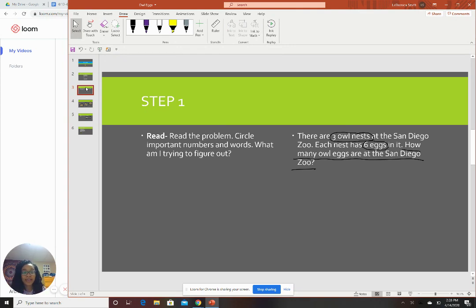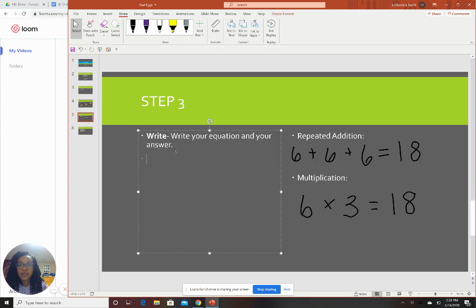How many owl eggs are at the San Diego Zoo? So we can say there are 18 owl eggs at the San Diego Zoo. Okay?